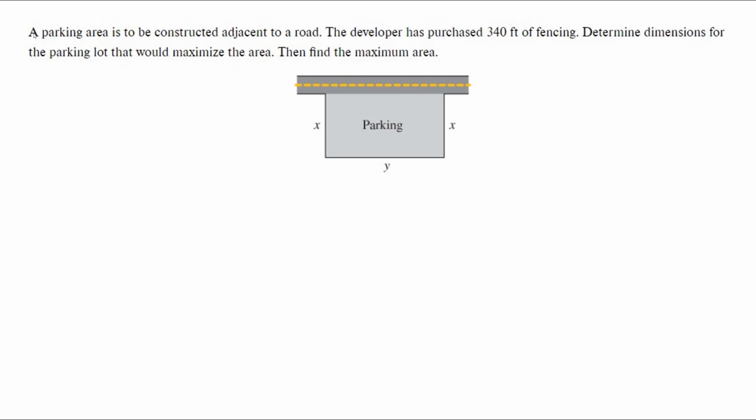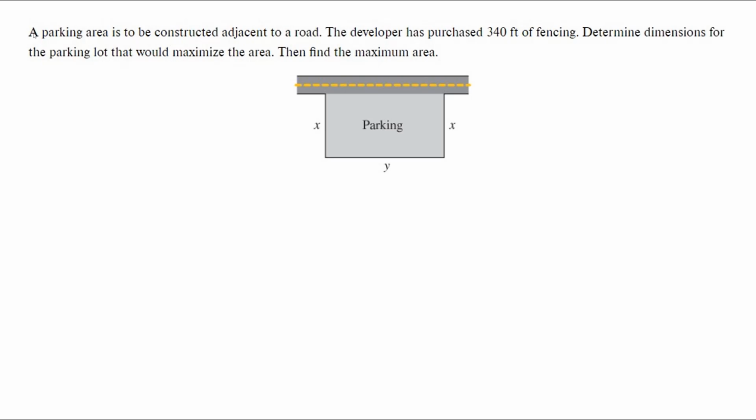Okay, so this is the last example in section 2.1. A parking area is to be constructed adjacent to a road. The developer has purchased 340 feet of fencing and determined dimensions for the parking lot that would maximize the area. All right, so we have this rectangle.